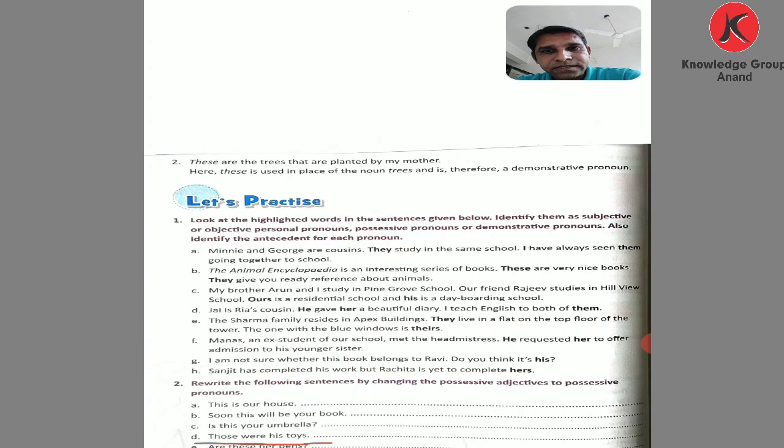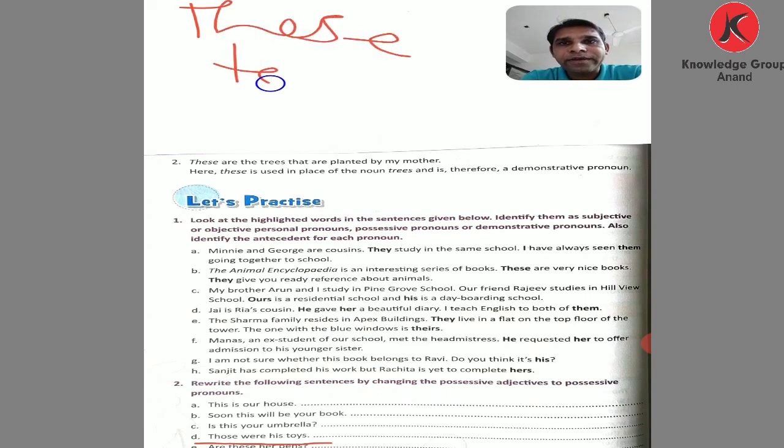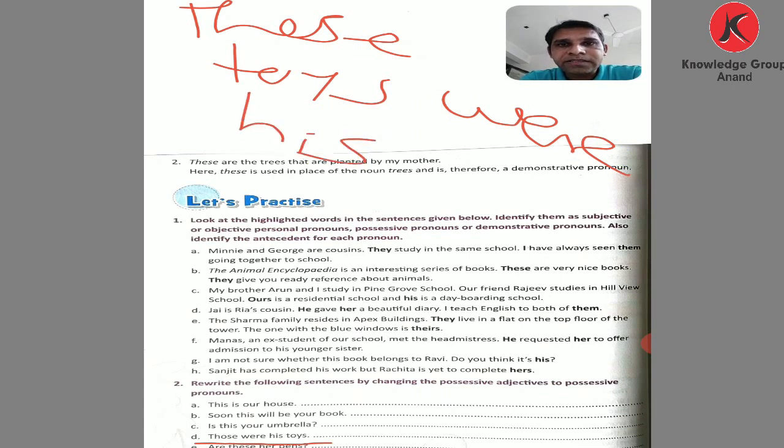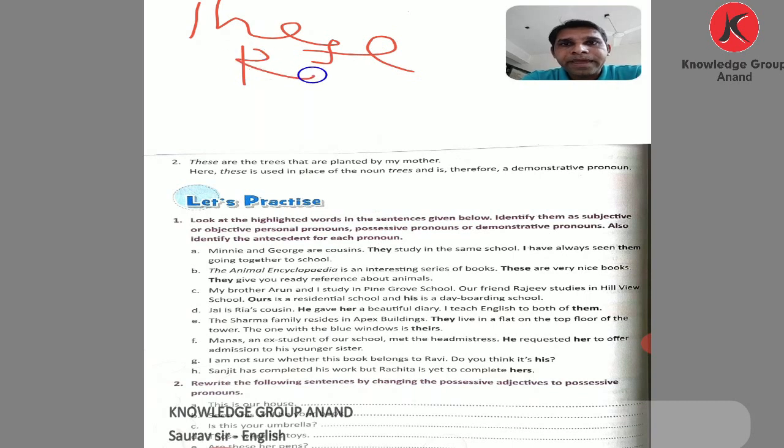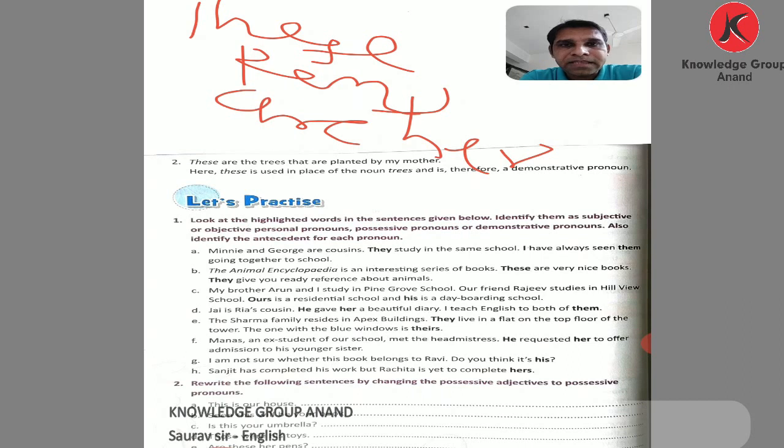Those were his toys. Those toys were his. After those you write toys, and then write were. Those toys were his. Full stop. Then the E form: are these her pens? What is the answer of this? Change it. These are her pens. So these pens are hers.